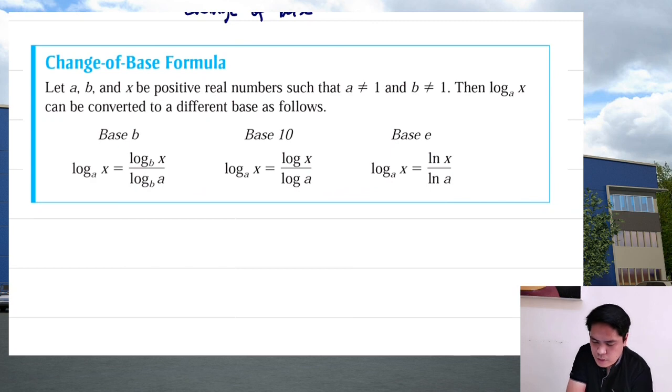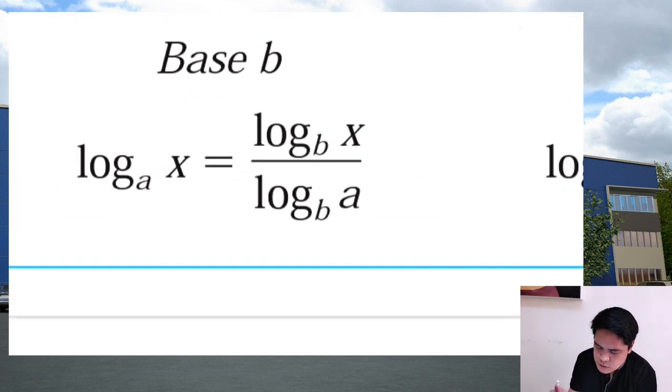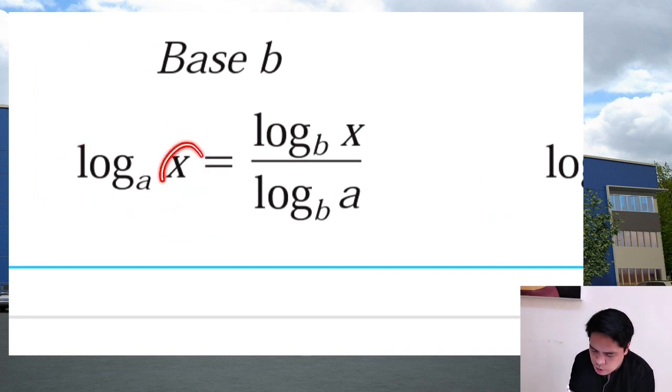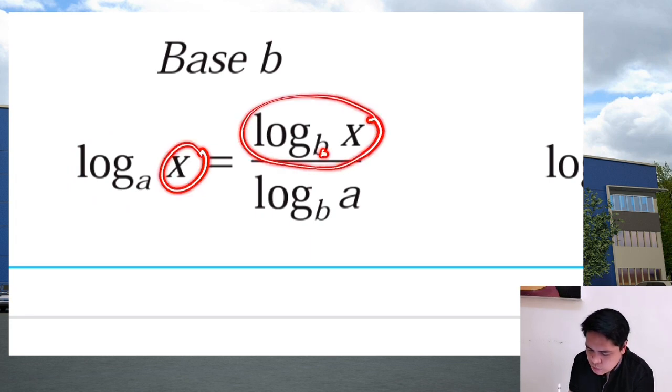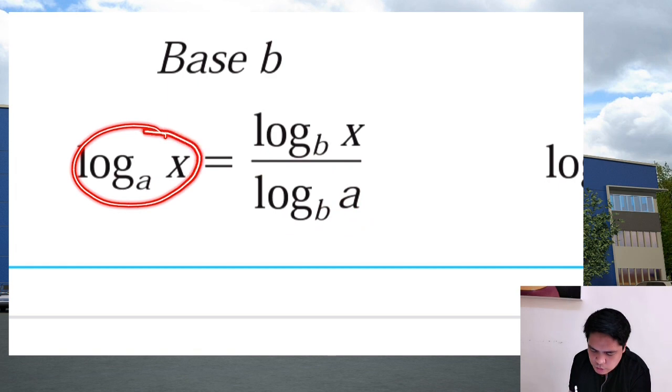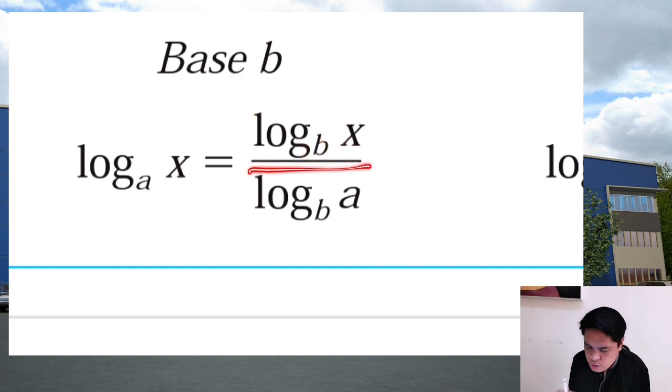Let a, b, and x be positive real numbers such that a is not equal to 1 and b is not equal to 1. Then the logarithm of x to the base a can be converted to a different base as follows. If we change the base a to base b, the formula is just this. The logarithm of x to the base a is equal to the logarithm of x to the new base over the logarithm of the old base a to the new base.